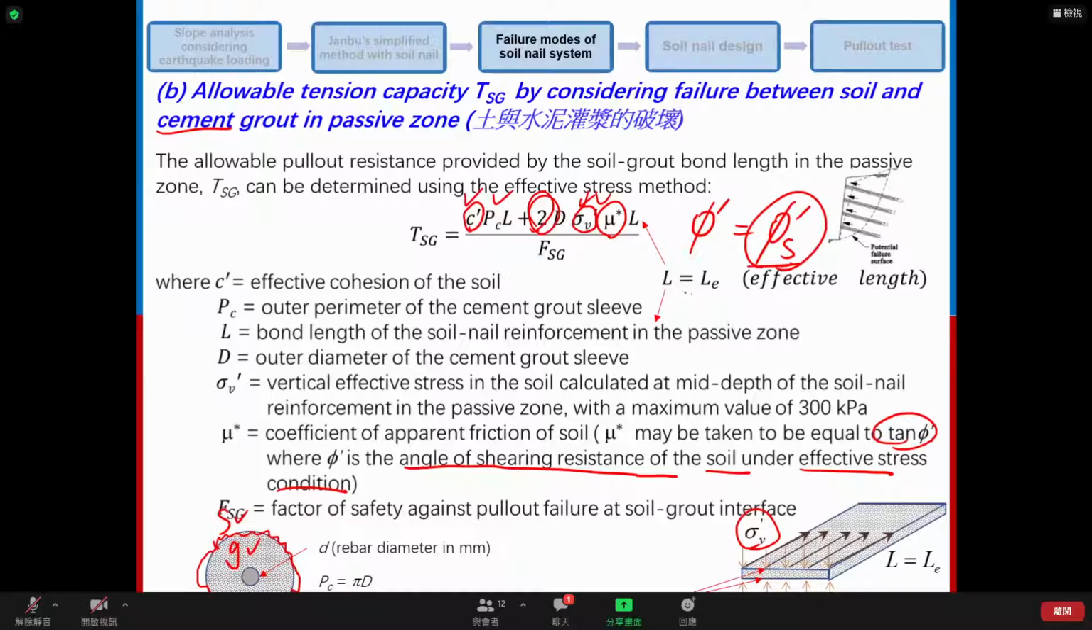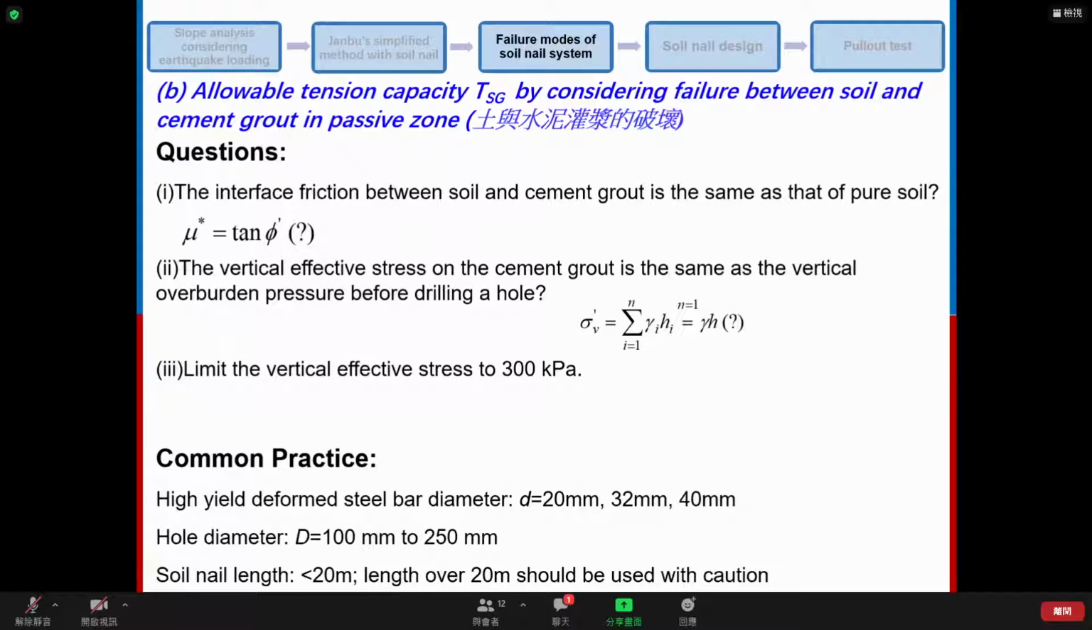And another thing is we use the effective length to calculate this L, because only this L_E is effective in contributing resistance to stabilizing the soil slope. So we will use effective length. And here we discuss in quite some detail: will these two be the same? Of course not, as I discussed with you just now, right? They will not be exactly the same.